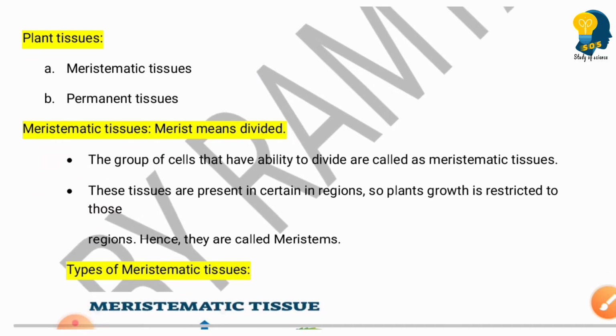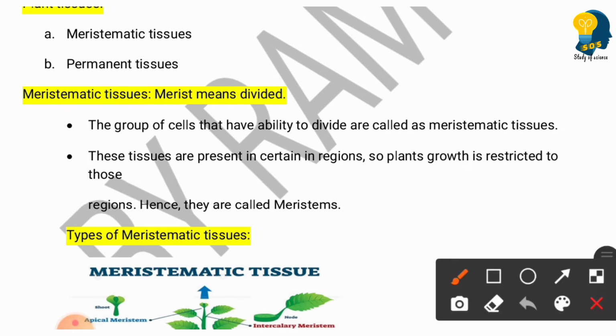See, when I talk about meristem, it means dividing. That means the group of cells which fall under the meristematic tissues have the ability to divide. Hence, we call them meristematic tissues. And these tissues are present in certain regions, so the plant's growth is restricted to those regions. Meristematic tissues are present in only a few regions of the plant. So the plant growth is restricted to that particular region where the meristematic tissues are present. We call them meristems.